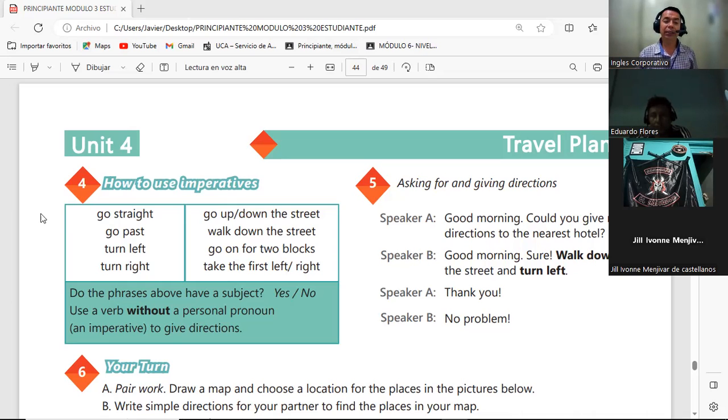So it's impersonal, right? There is a you implicit, aunque en realidad hay un you ahí implícito. No se ve, pero ahí está, ¿no? Pero, as I say, Eduardo, no importa que sea plural o singular la persona a la que usted le está dando instrucciones. Eso no importa, ¿ok? Good. Thank you for the question.